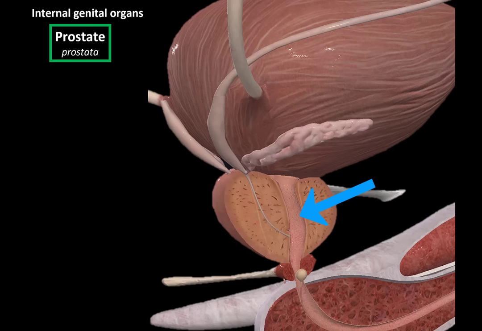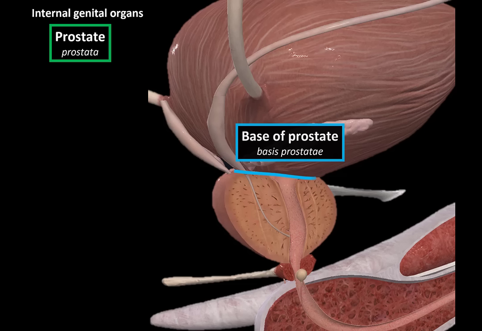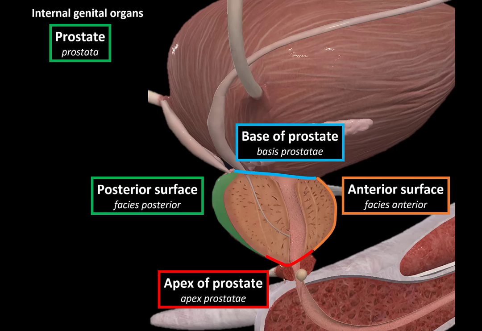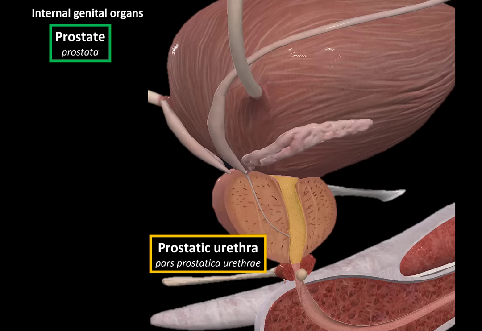Alright, externally there's a base called the base of the prostate, which is the broad cranial part of the prostate located around the neck of the urinary bladder. We have an apex of the prostate, which is the tip of the prostate pointing towards the pelvic floor. There's the posterior surface facing the rectum, and an anterior surface facing the pubic symphysis. And then within the prostate, we have the urethra, or to be specific, the prostatic part of the urethra.